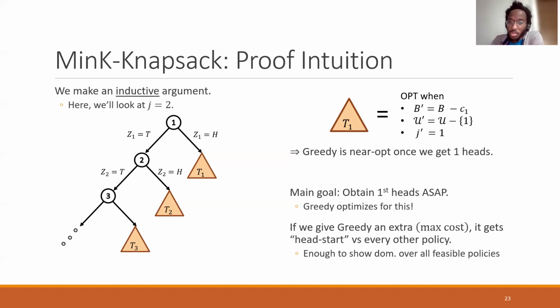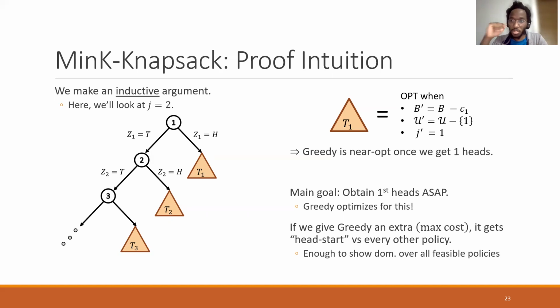And since we know that greedy works in the j equals 1 case, we know that once we've landed those subtrees, we'll be good to go as long as we're following the greedy algorithm, right? And so now that we've shown that, we know that the main thing that determines whether a policy is good is how quickly it gets its first heads, right? And actually, the greedy algorithm optimizes for this.